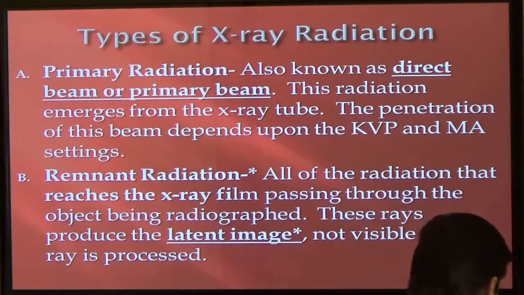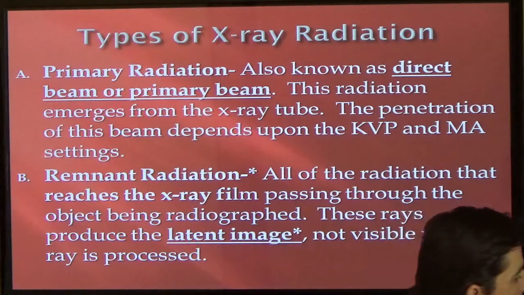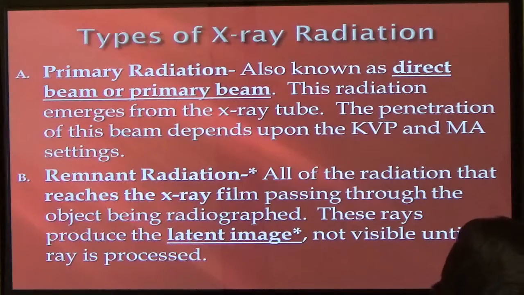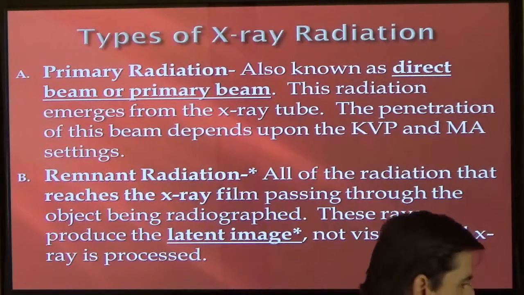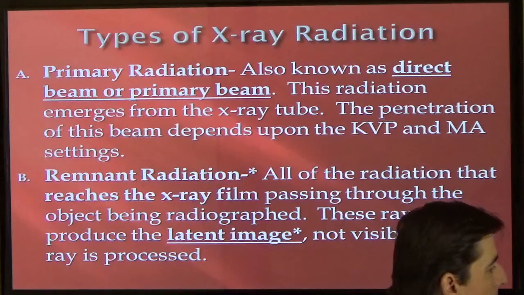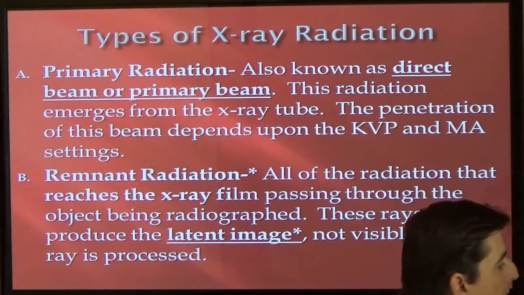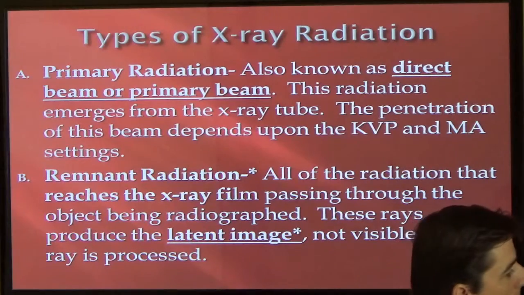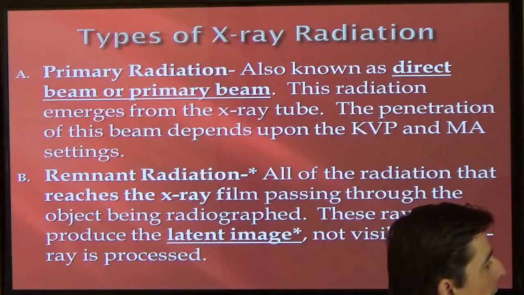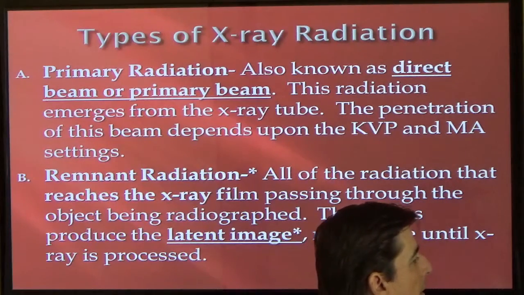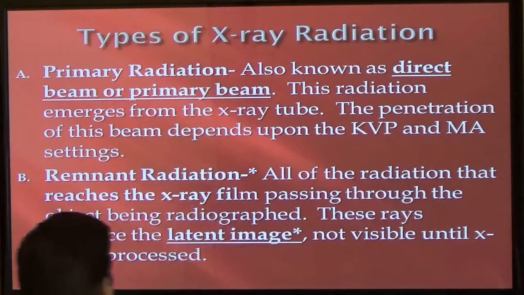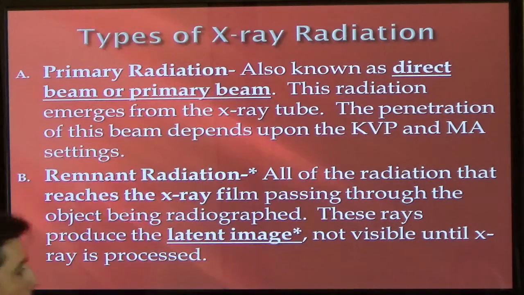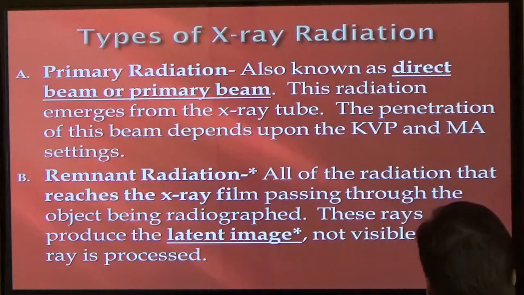Okay, so if I have a tube right here, and then I have my film over here, you've got your primary beam. It's going to hit the target, and then you're going to have your secondary radiation, which hits the film. So this is primary, this would be secondary. Or, well, I guess they call it remnant radiation.